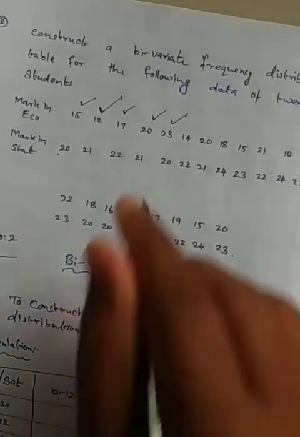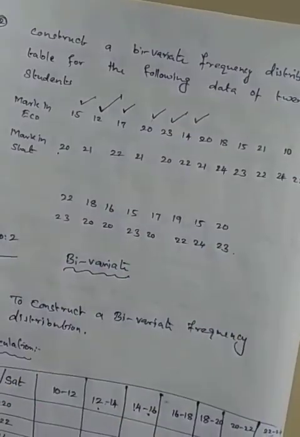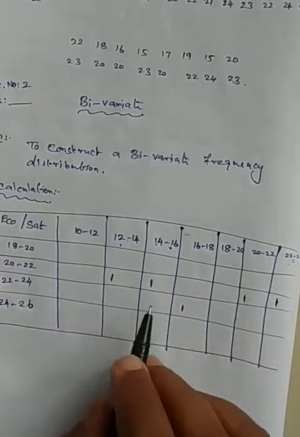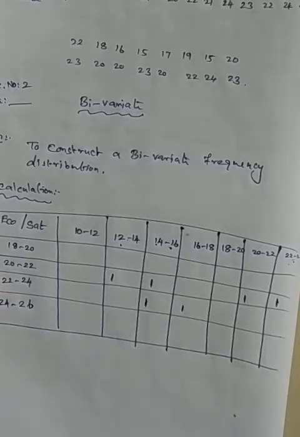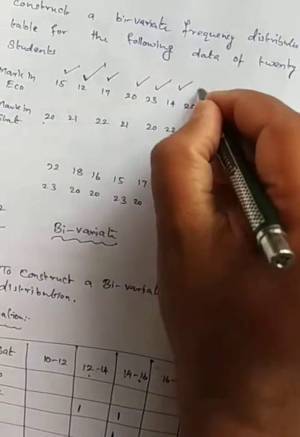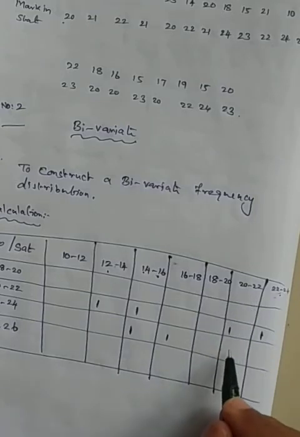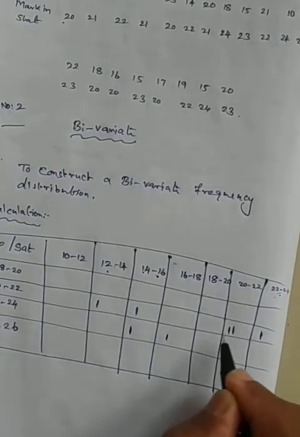And the next one 14, 22. What is that? Economics mark is 14. Here it is 22. In this cell it will come. The next one 22, 21. So economics marks is 20, 21 is here, same. Here it's coming, repeating, 2 lines.